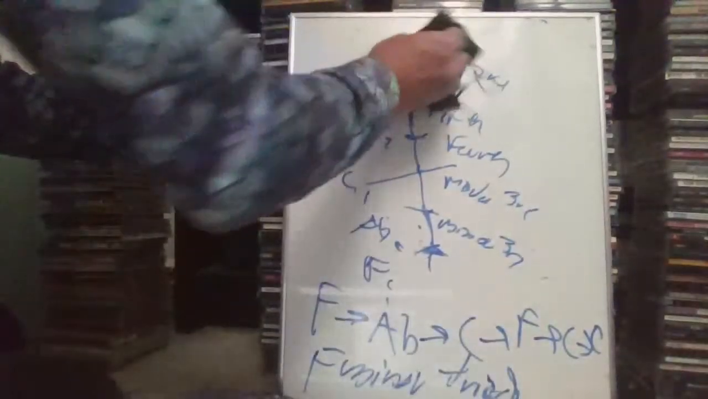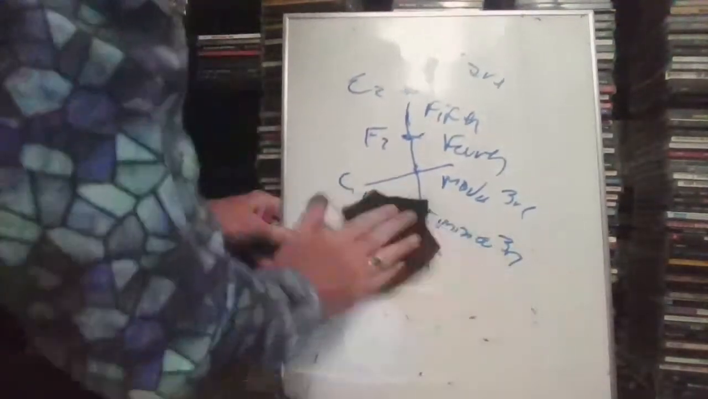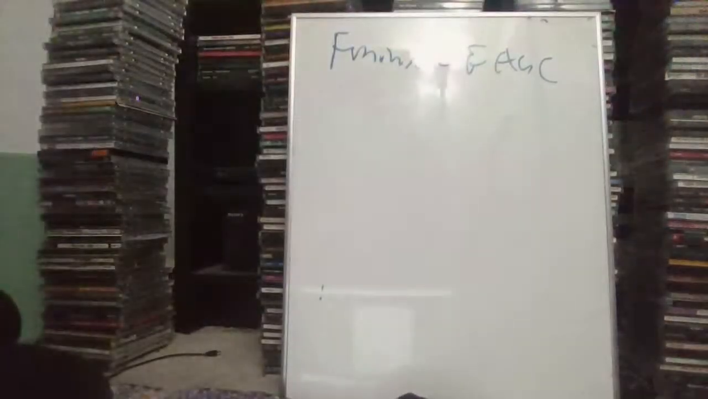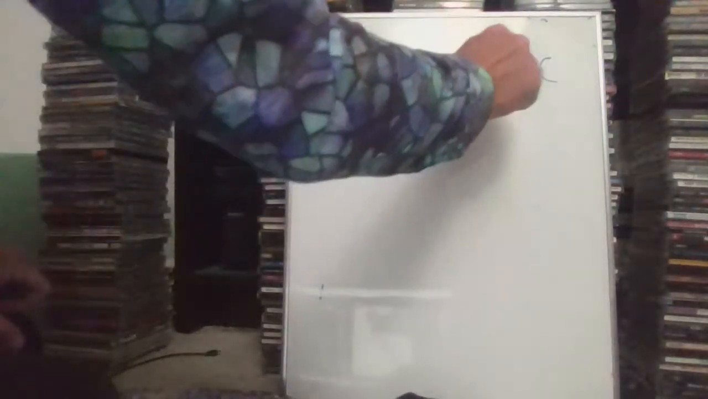So let's do one little trick, and then we're going to do the overtones, and we're getting closer to the end. We're getting closer to wrapping this up. Okay, so if I have F minor equals F A flat C. I wrote that very badly. That's kind of a little rhyme.